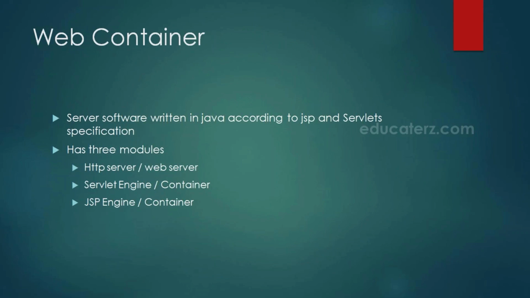It has got three modules: HTTP server or web server, Servlet engine or container, and JSP engine or JSP container. So only when the projects are developed using Java, a web container is used. With other technologies like .NET, Perl, etc., the server software is a web server only. In Java, a web container is like a superset of a web server. So these web server softwares do not have servlet and JSP engines. Hence, web servers alone cannot support servlet and JSP based websites.